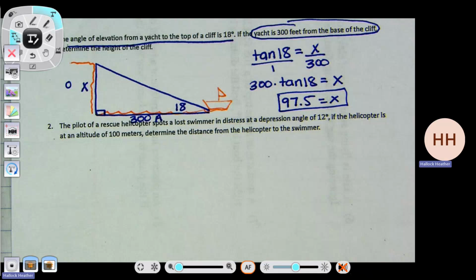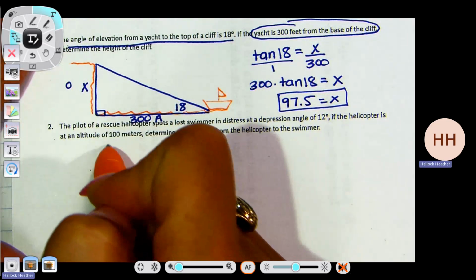Number 2 says a pilot of a rescue helicopter spots a lost swimmer in distress at an angle of depression of 12 degrees. If the helicopter is at an altitude of 100 meters, determine the distance of the helicopter to the swimmer. So let's first draw our picture. We have a helicopter.